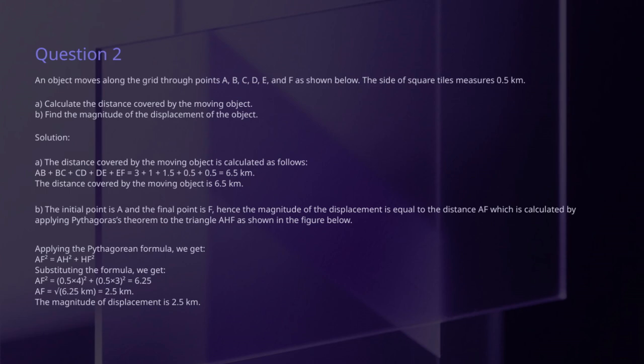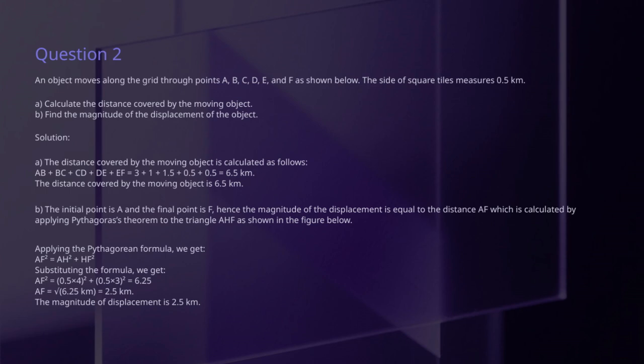Now moving on to the total distance covered, we add up each segment along the path: OB, BC, CD, DE, and EF. Using the grid, each side of the square tiles measures 0.5 km, so we multiply accordingly. 3 km for OB, 1 km for BC, 1.5 km for CD, 0.5 km for DE, and 0.5 km for EF. Adding all these up gives us a total distance traveled of 6.5 km. To sum up, the key points here are that the total distance covered is 6.5 km, which is the actual length of the path taken, and the displacement, our straight line measure from start to finish, is 2.5 km.